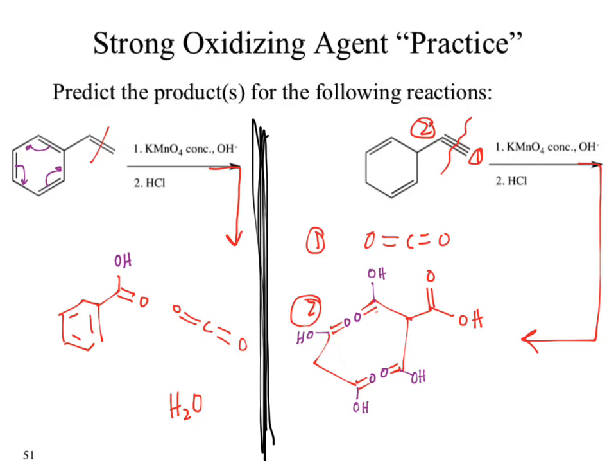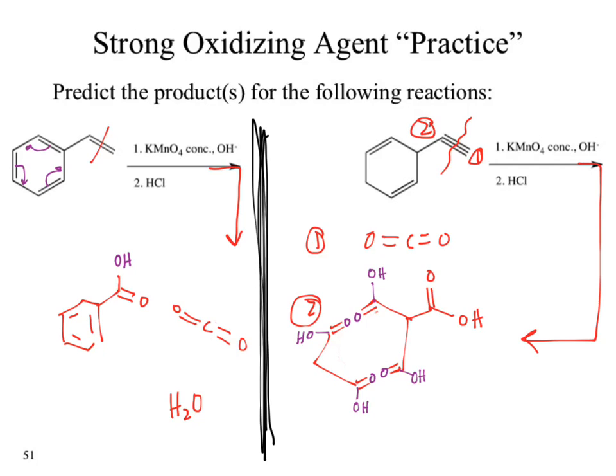They could show a list of structures and say which of these structures is a possible product. You'd have to go through and mark out all the ones that are possible products based off of that oxidative cleavage. Make sense? Okay. So that's what's happening when we're looking at oxidative cleavage.